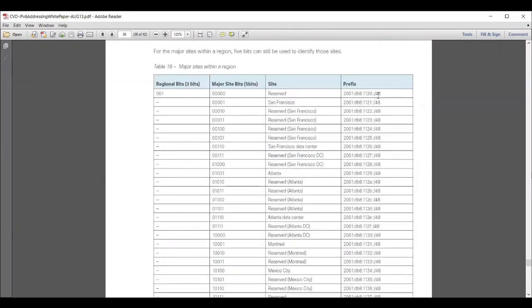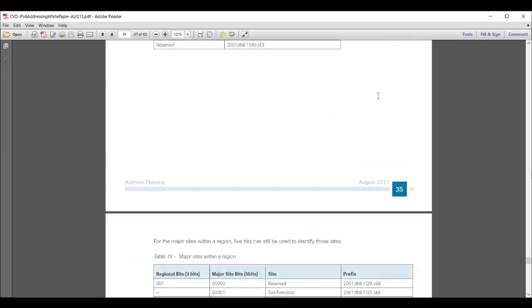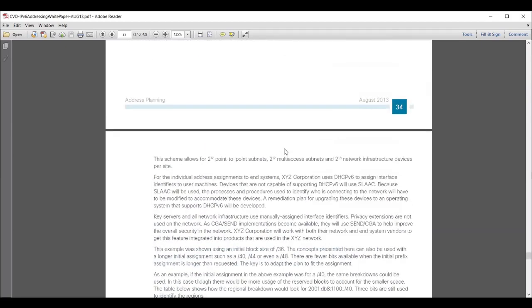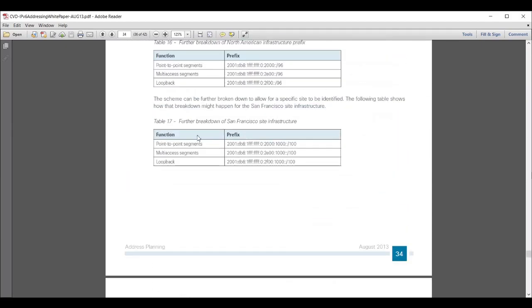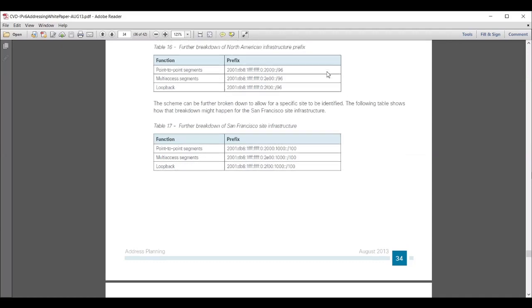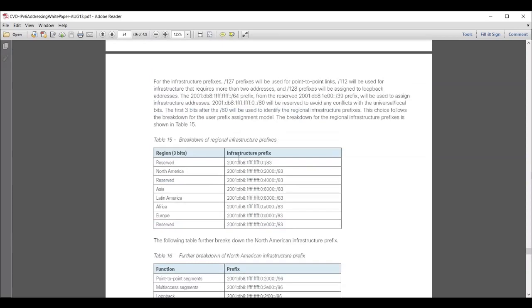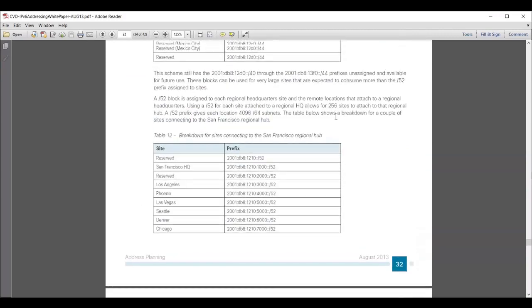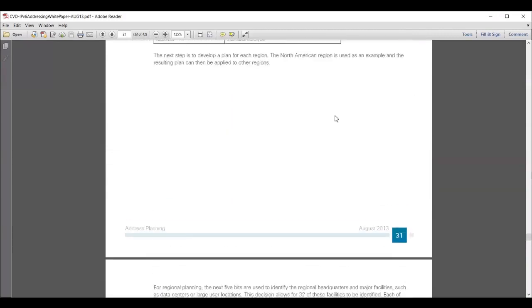These are some of the addresses, right? The regional prefix has been used in a different block. For functions, they are using different blocks. For the point-to-point segment, they are using different blocks. Likewise, they can utilize this particular hexadecimal block to define the different subnets.